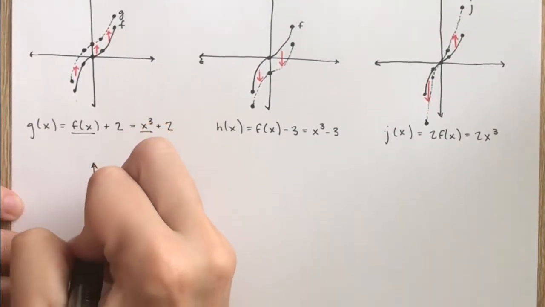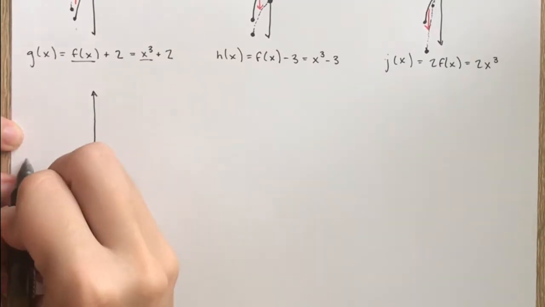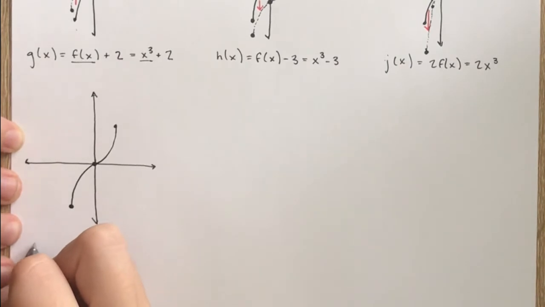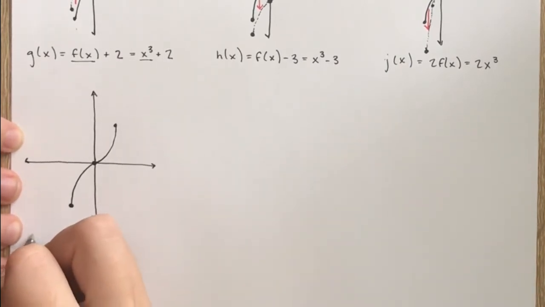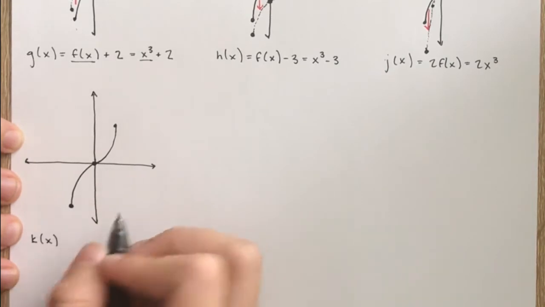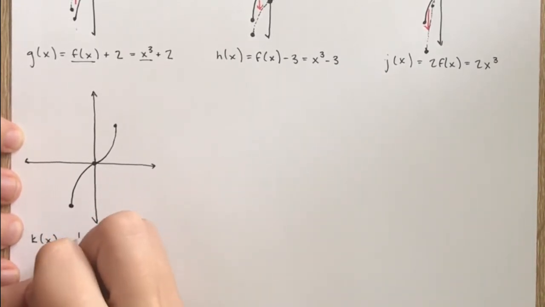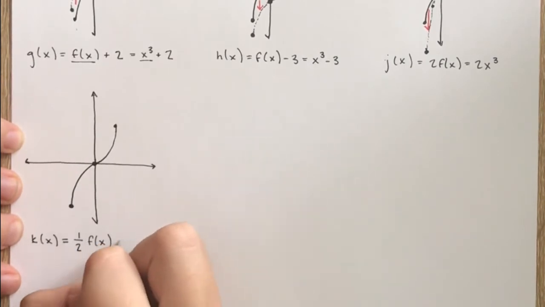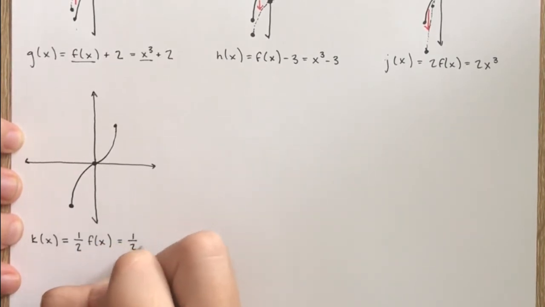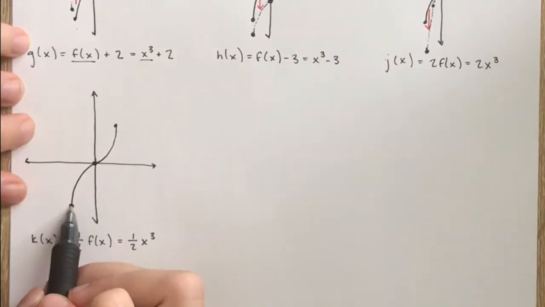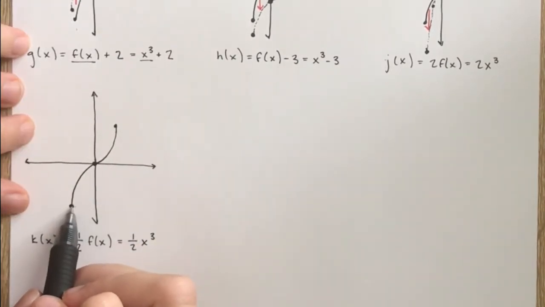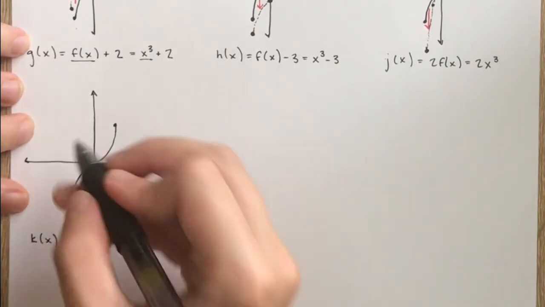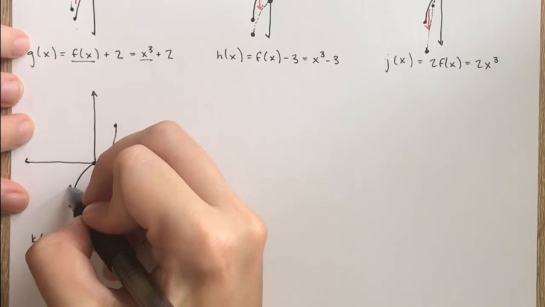Let's look at what happens when we multiply by something small. So this is going to be k of x. Let's make k of x 1/2 f of x. So 1/2 x cubed. Here, if I've got my output of -8, we know that our new y value is going to be half of -8. So -4.